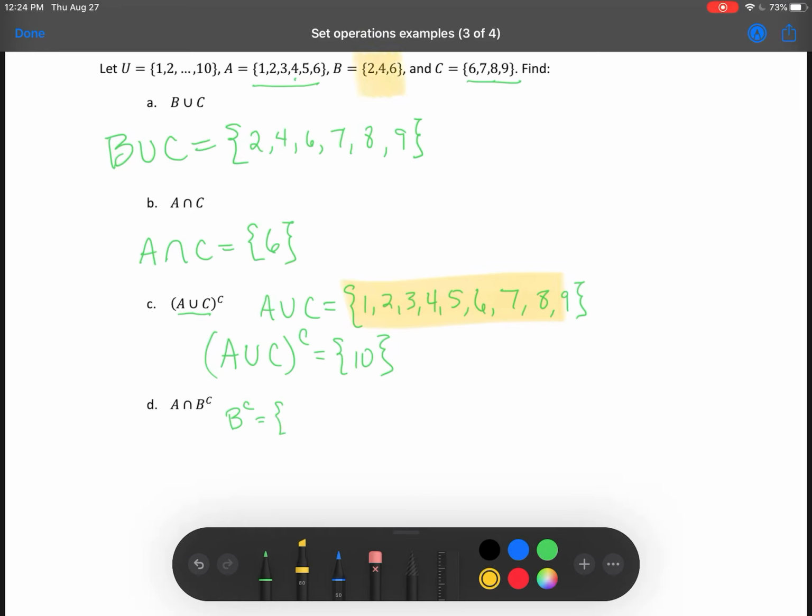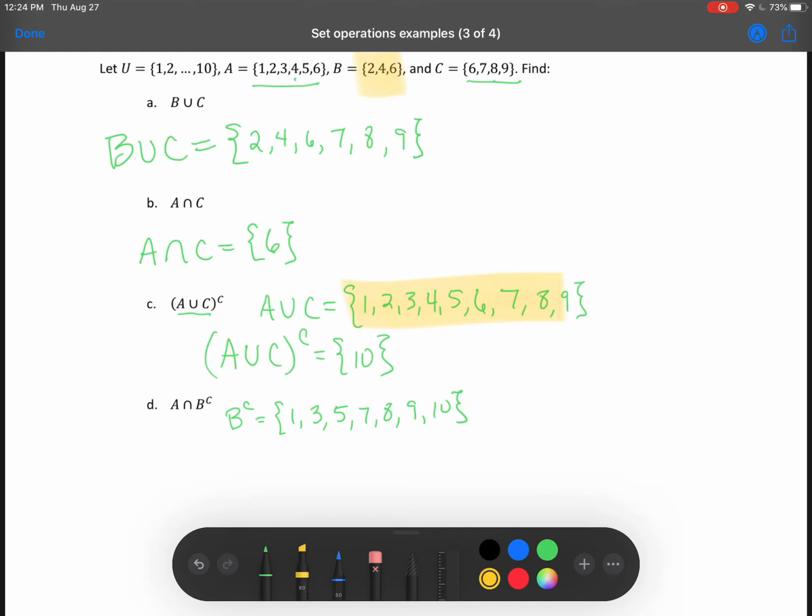Set B is the set containing 2, 4, and 6. So the complement is everything in the universal set that is not in set B. So basically all the numbers 1 through 10 that are not 2, 4, or 6. So that would be 1, 3, 5, 7, 8, 9, 10. And basically you can just take the numbers 1 through 10 and then delete 2, 4, and 6.